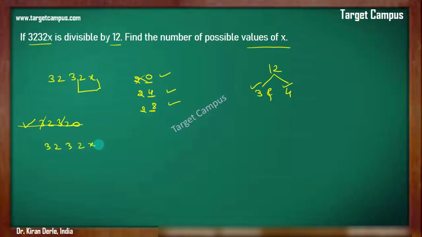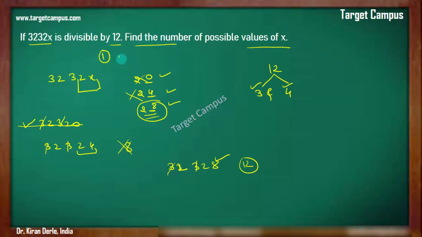So let's take this one. 3 2 4, that is 4 we have considered, right? So 3 gets cancelled. This is 4 plus 2 is 6 and plus 2 is 8. No, not divisible. 8 is also not divisible. So this has also been ruled out. 28. Let's check. 3 2 8. See, 3 gets cancelled. 2 plus 8 is 10, plus 2 is 12. Yes, 8 works as the value of x. So the number of possible values of x is only one, right? Only one value is possible.